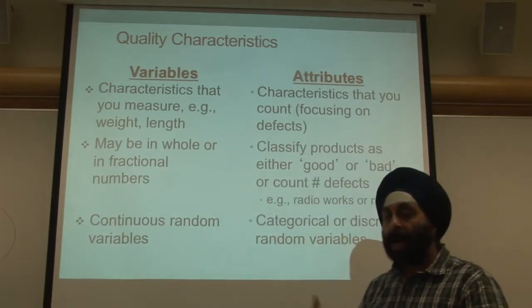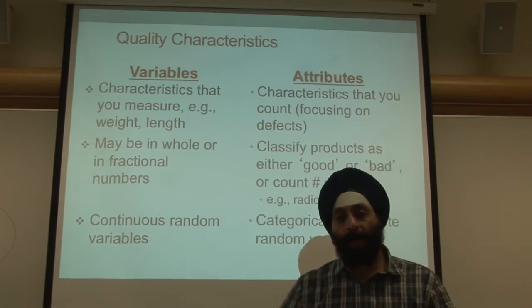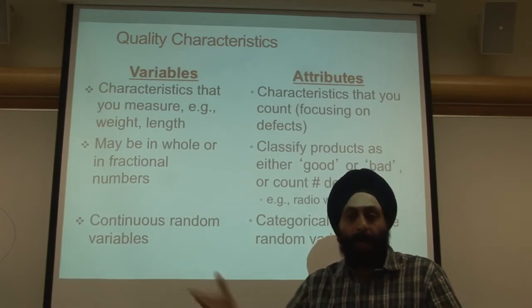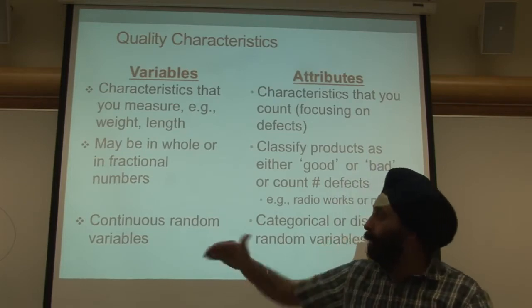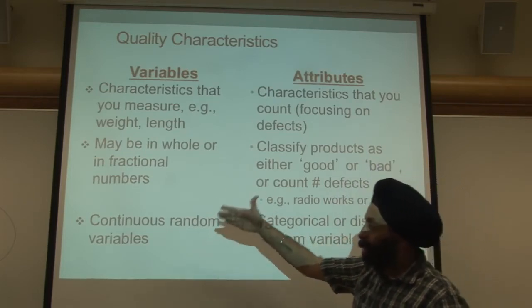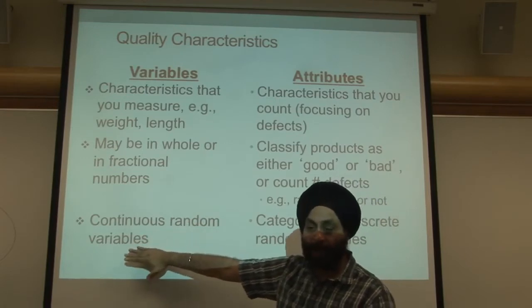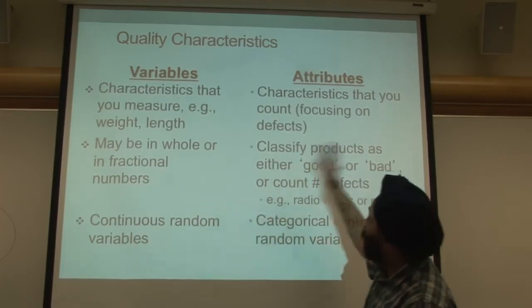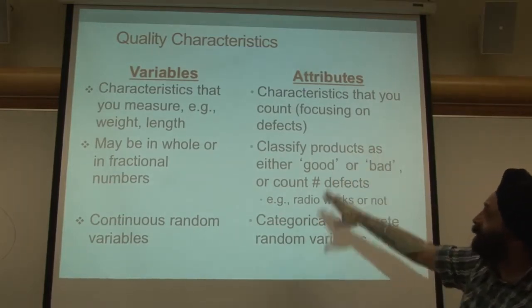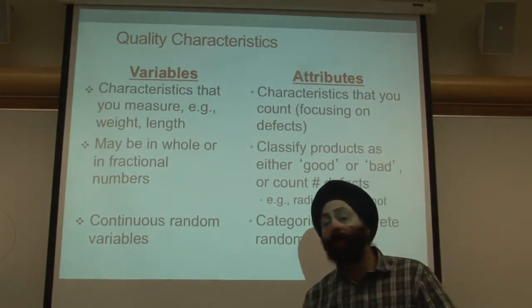So in this case, somebody's height could be 5 feet 8 inches or 5 feet 10.5 inches. So it could be in fractions as well. And typically, in statistical distribution, it's a continuous random variable. Whereas attribute data is characteristics that cannot be measured, it can only be counted.